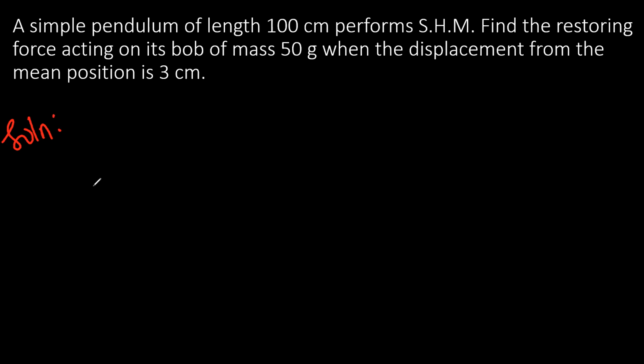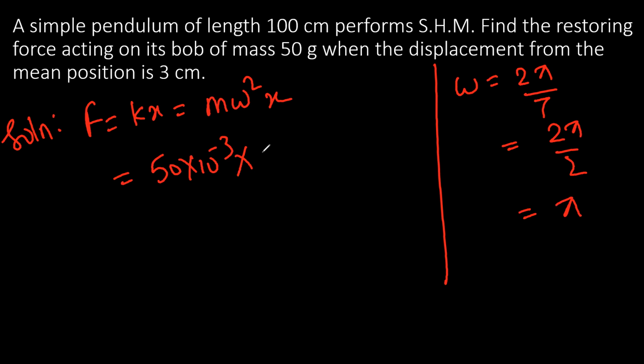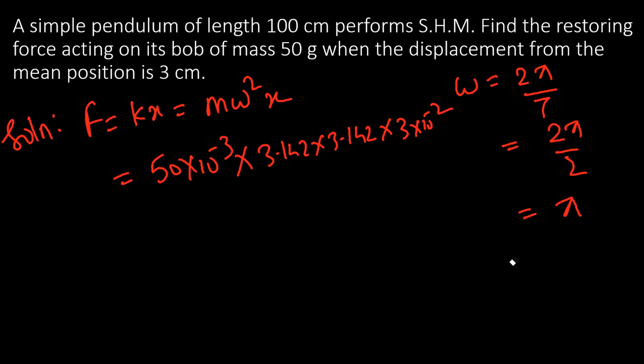So how to find the solution? See, we need to find the F. What is the formula? F is equal to kx. What is k? m omega square. So F is m omega square x. m is known, yes, 50 into 10 raised to minus 3. Omega, is it known or not? So what is omega? Omega is equal to 2 pi upon T. So how much is T? T is 2. That is pi. So we can write here pi square, that is 3.142 into 3.142. What is x? 3 into 10 raised to minus 2. Okay. So if you multiply all the things, you will get the final answer.